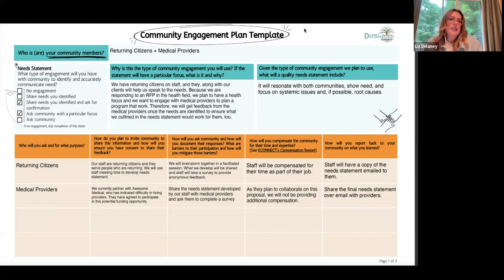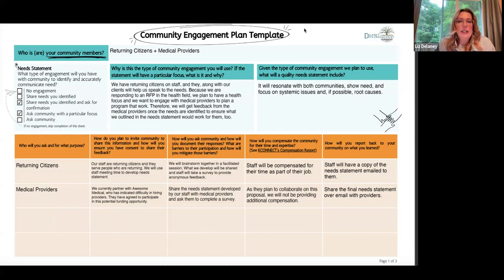Now, if for some reason you decided not to engage in community for the need statement, you would just select no engagement, and then you skip the rest of these questions. But in this case, and I strongly suggest if you're able to, engage community along the entire planning of a program or project. And so then you list why that's the type of community engagement you're going to use. And if there's a particular focus, say why.